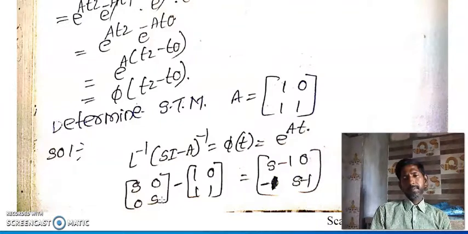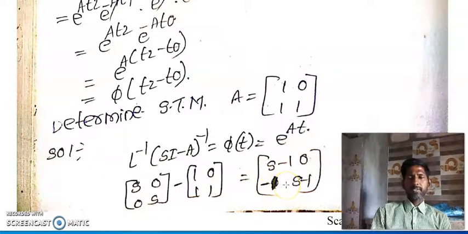The problem regarding these properties is: determine the state transition matrix for the matrix A. The given matrix is [1 0; 1 1]. So inverse Laplace of (sI minus A) whole power minus 1 equals pi of t, which is equivalent to e power At. So sI minus A: S times the identity matrix [1 0; 0 1] gives [S 0; 0 S], minus matrix A [1 0; 1 1]. This can be written as [S minus 1, 0; minus 1, S minus 1].